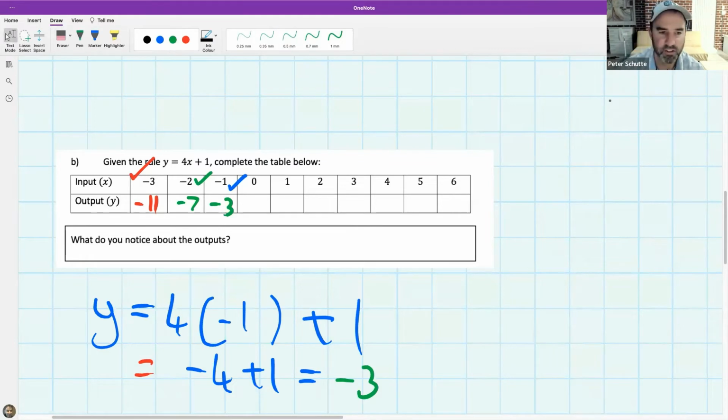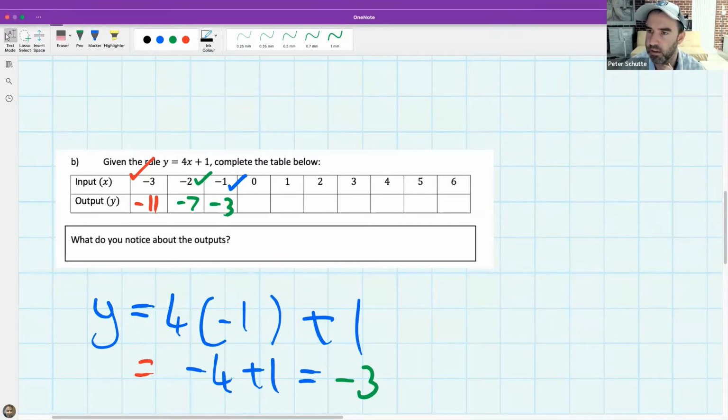Okay, would anybody like to give us the answers for the next few numbers? So I'm going to ask for hands to go up, and then we'll go from there.